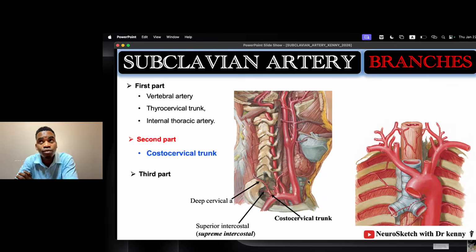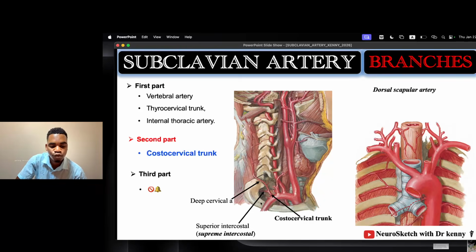The dorsoscapular artery will run with the dorsoscapular nerve to supply which muscles? Remember, the muscles supplied by the dorsoscapular nerve and artery are the levator scapulae and the rhomboids major and minor, right? So this is very variable. The dorsoscapular artery is very variable. It can come directly as a branch of the subclavian artery, but it can also be a branch from the thyrocervical trunk.